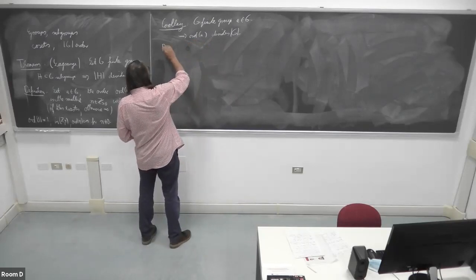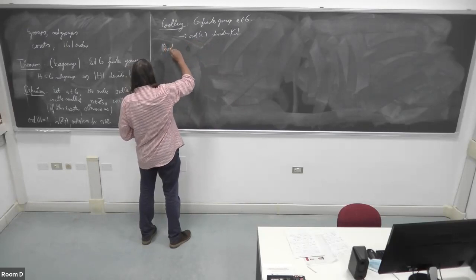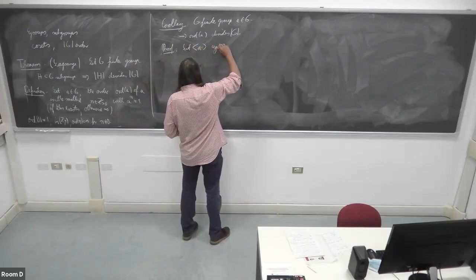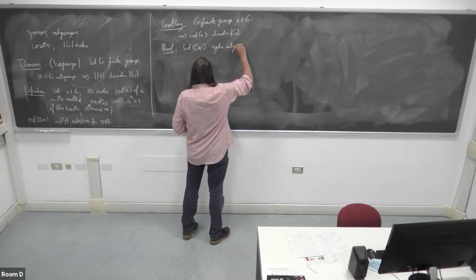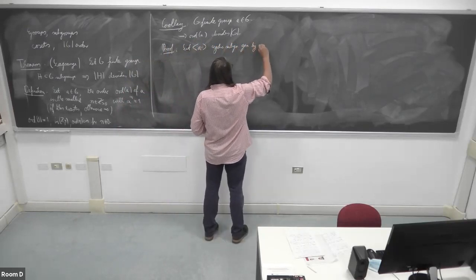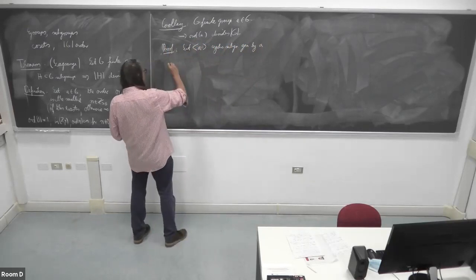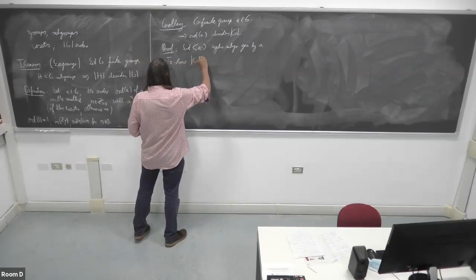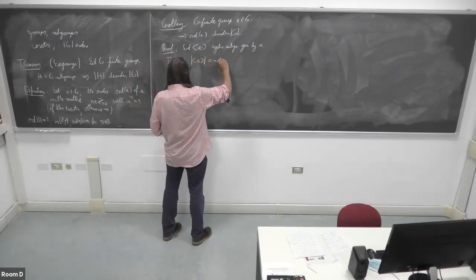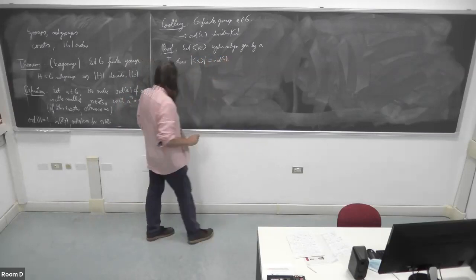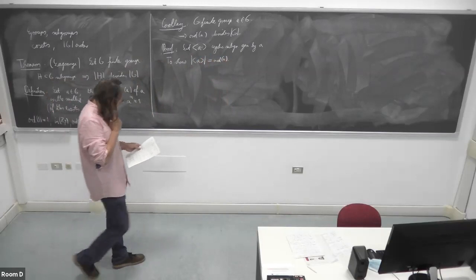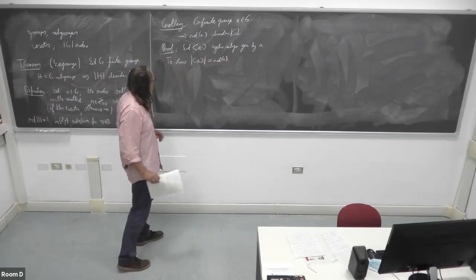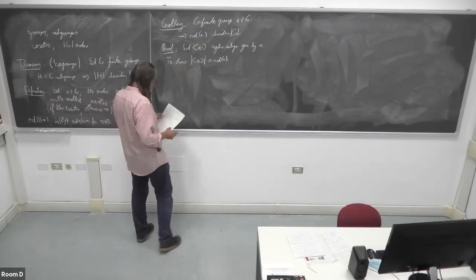So the proof: we define the subgroup generated by A, and show that the order of the subgroup is equal to the order of A. And then obviously this is a subgroup, and so therefore its order divides the order of G.